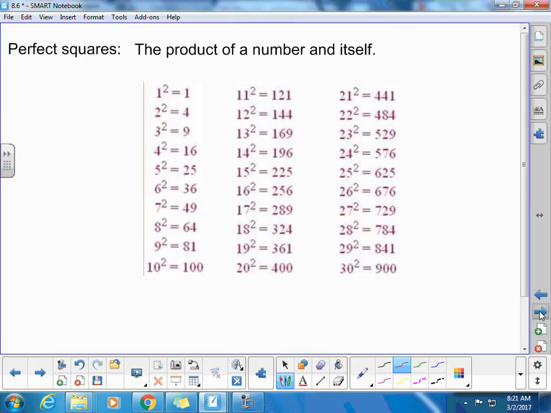So we're talking about perfect squares here, and perfect squares are the product of a number and itself. So 1 is a perfect square because 1 times 1 is 1. 4 is a perfect square because 2 times itself, 2, is 4. 9, 16, 25, 36, 49, 64, 81, going on and on and on. These are all perfect squares. And we're hoping that you start to recognize perfect squares because oftentimes it can make your factoring faster.